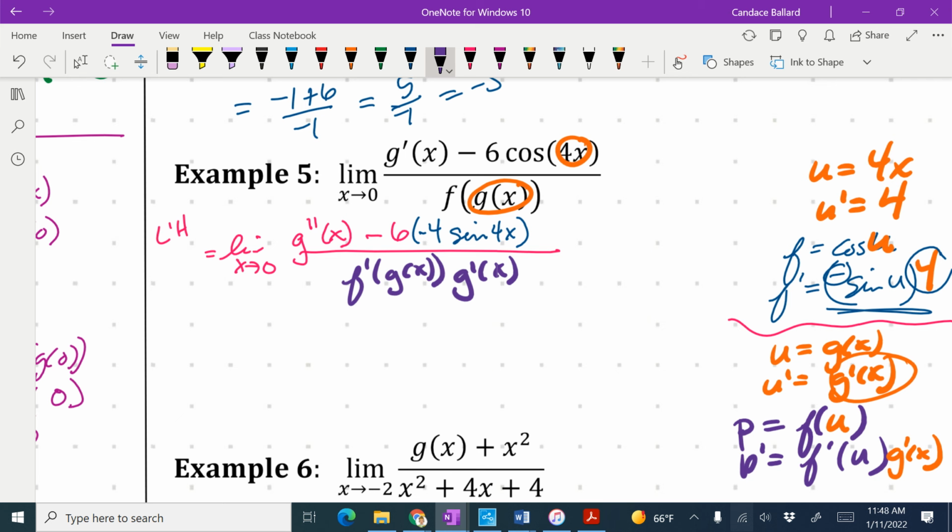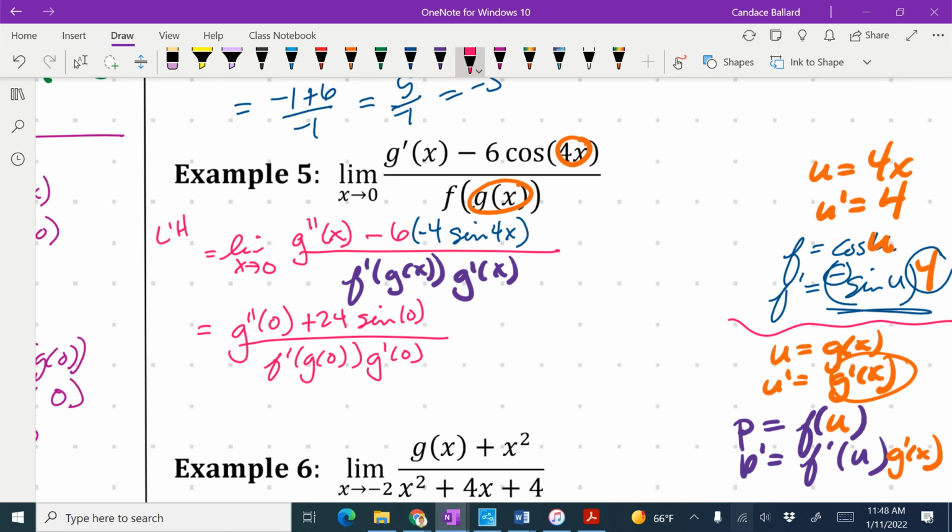Okay, what's my next step? We're going to plug in a 0. We're going to hope that we don't have to do another chain rule on this one, or another L'Hopital on this one, so let's just plug it in. We'll live dangerously. G double prime of 0. I'm going to multiply together the negative 6 and the negative 4, which is going to be positive 24. Sine 4 times 0 is what? 0, so I've got 0 there. Over f prime of g of 0 times g prime of 0.